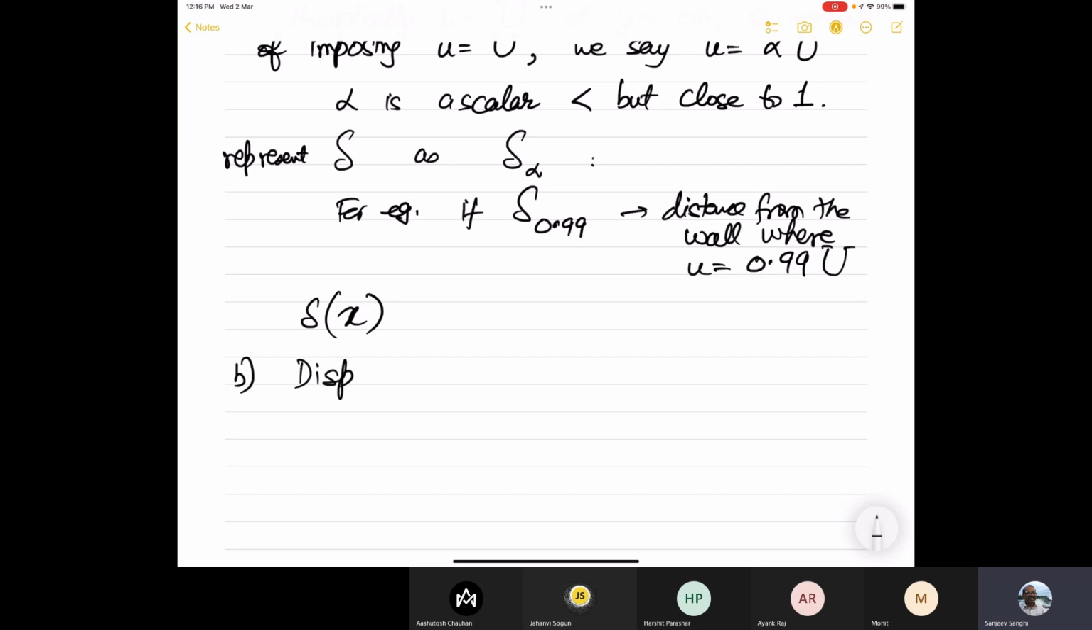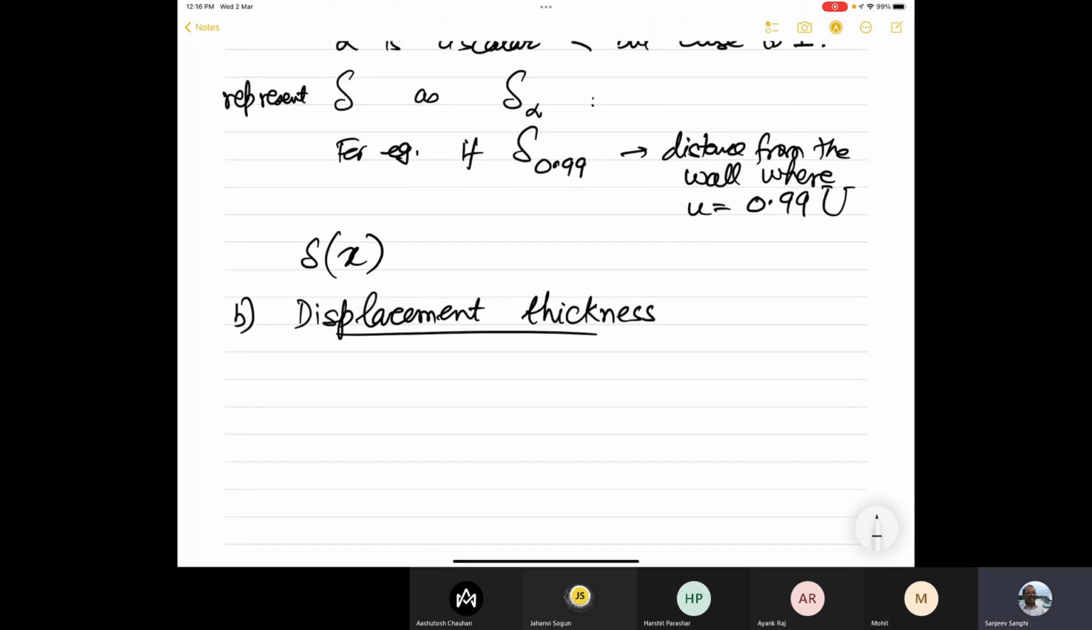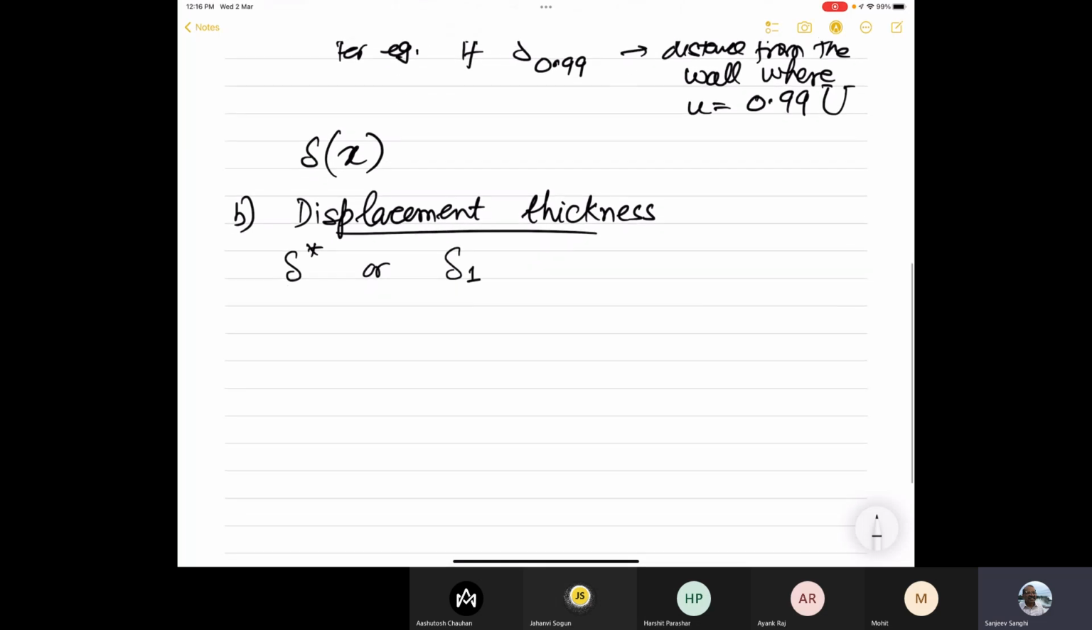Next, we define a more rigorous thickness, which is called displacement thickness. Let me first define this and then give you the motivation. Displacement thickness is represented as delta star, or in some books you will see it as delta 1. And the definition is: delta star is equal to the integral from 0 to delta of 1 minus small u upon capital U, dy.